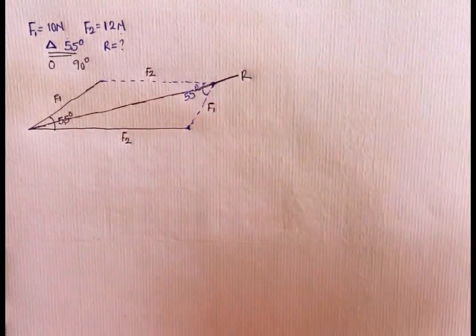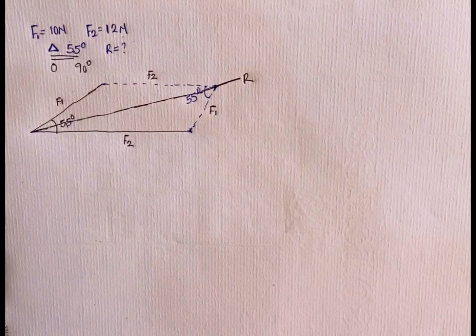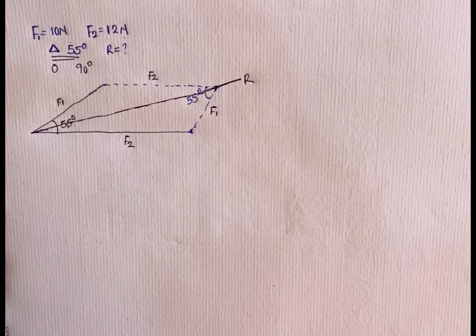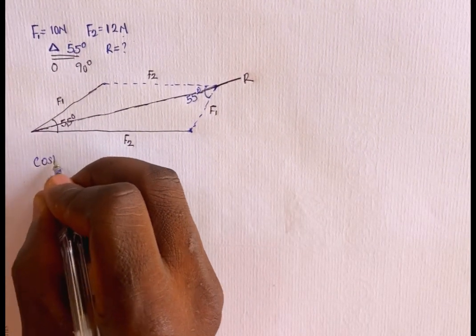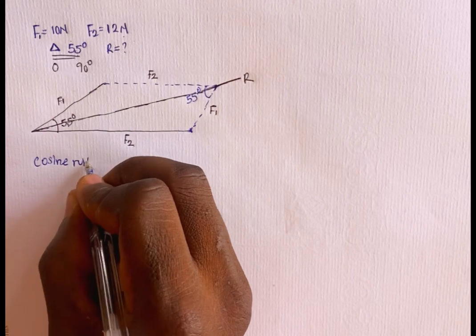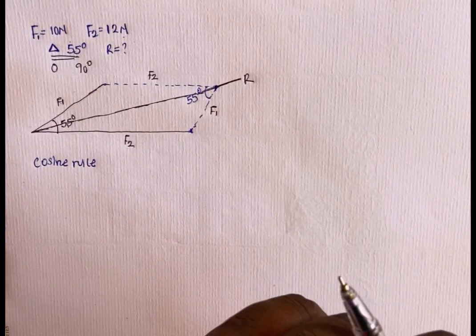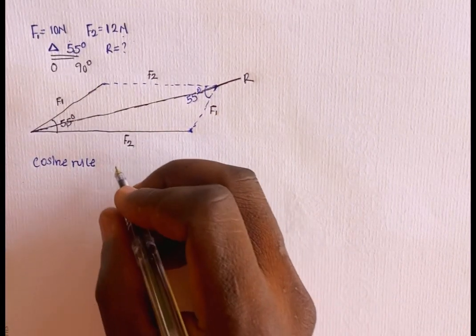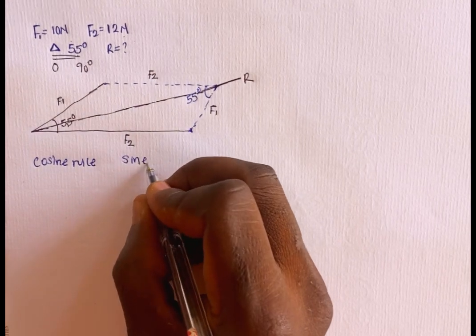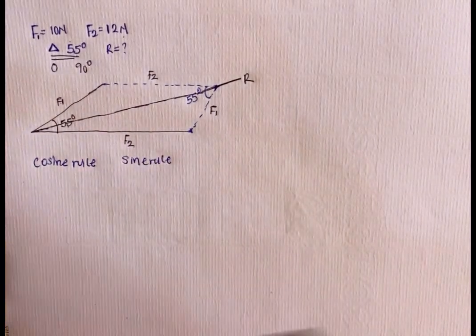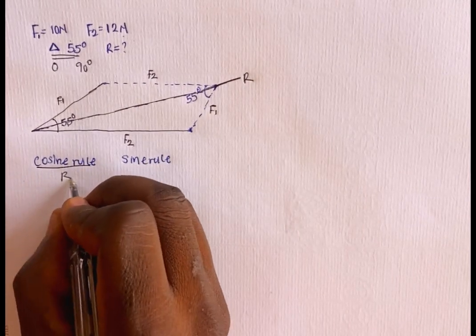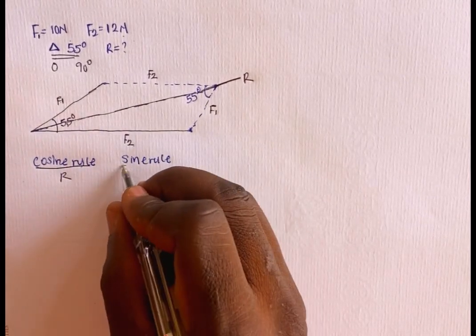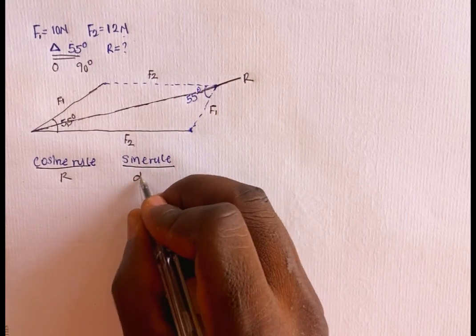So the resultant force can be calculated using our cosine rule, and to calculate the direction, you can use the sine rule. So what you need to know is that if you want to calculate the resultant force R, you can use the cosine rule, and if you want to calculate the direction, you can use the sine rule.